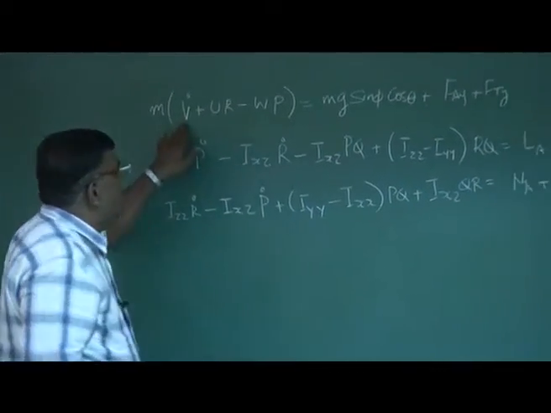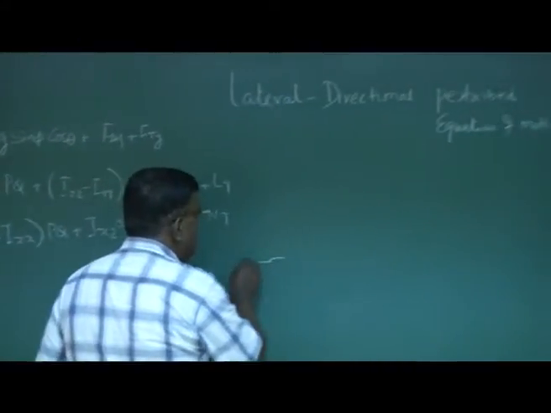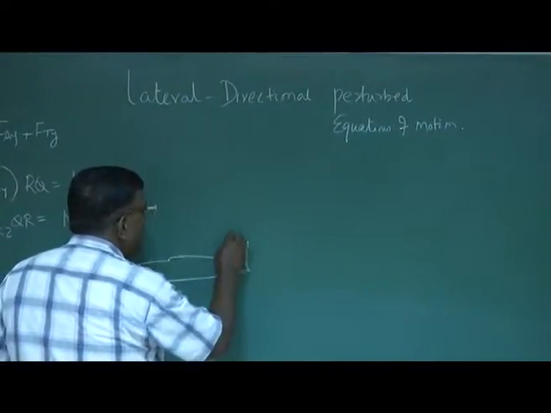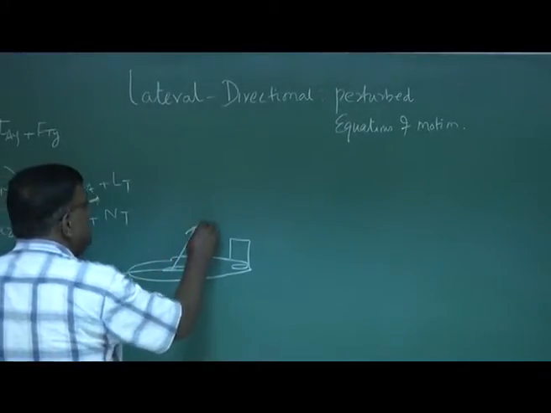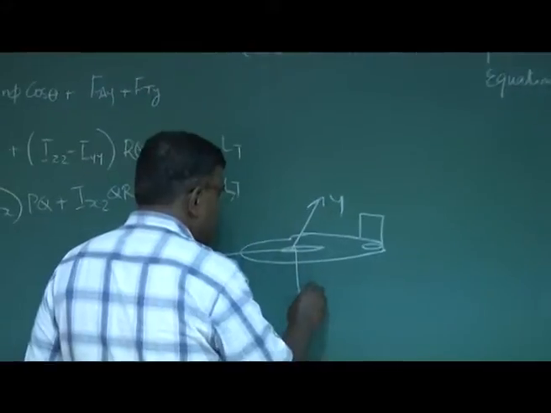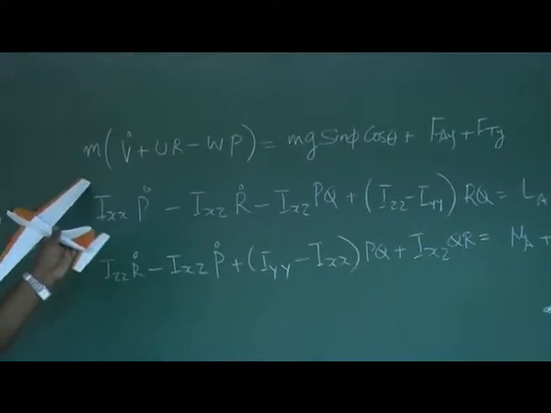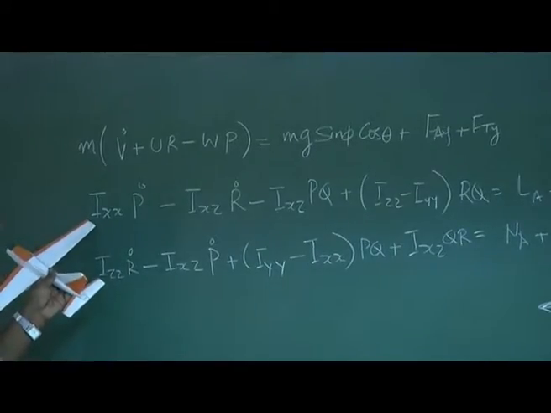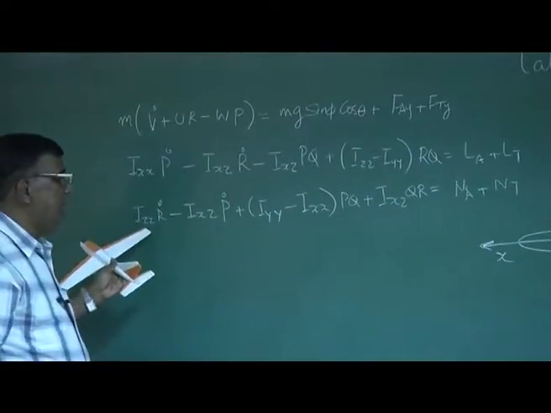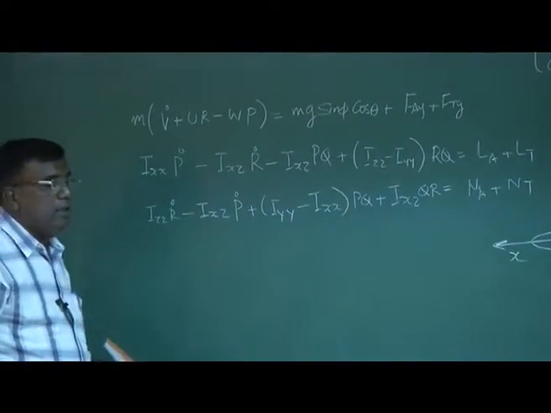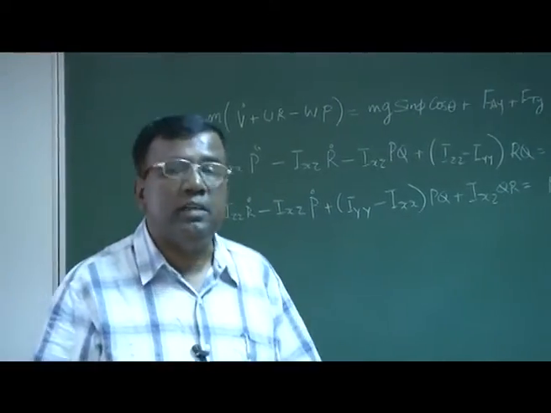This is the motion along the y direction, and what was y? If I recall, this is x, this is y, and this is z. So this is the motion along the y direction. This is the Ix p dot, the rolling moment equation about the x-axis, and this is about the z-axis. So these are the three equations we will be picking up and introducing perturbation into.